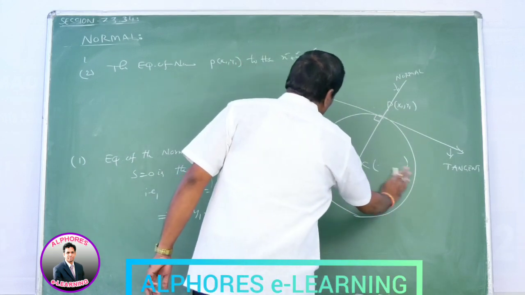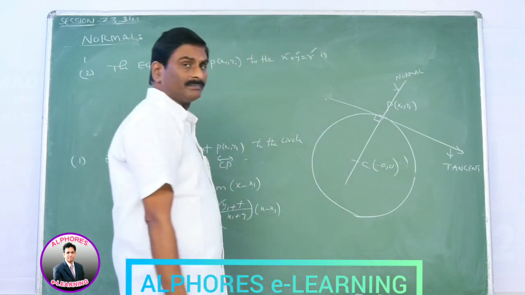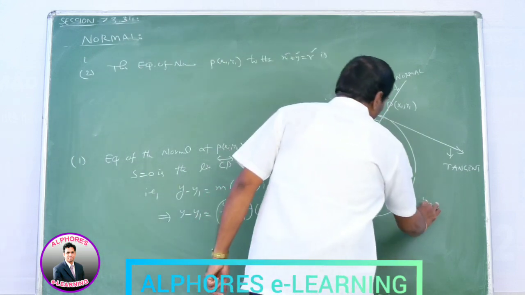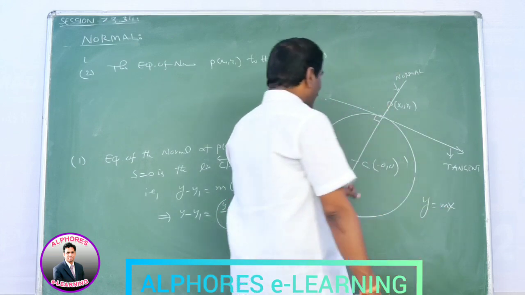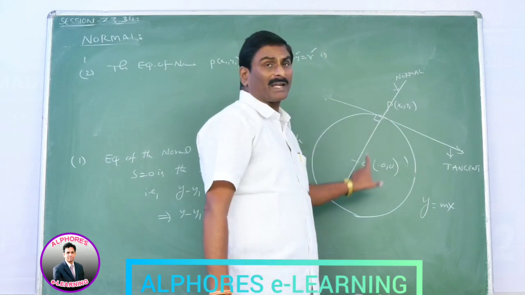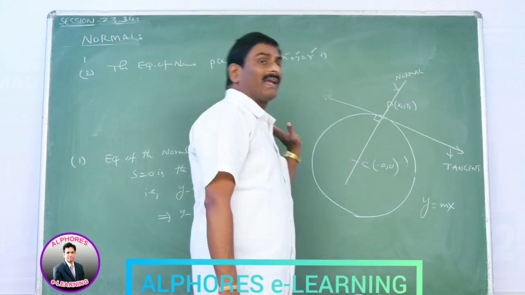Here the center of the circle (-g, -f) becomes (0, 0). That means the line CP passes through the origin. If the line passes through the origin, what is the equation? y is equal to mx. What is the slope m? m is equal to (y2 minus y1) by (x2 minus x1). That is nothing but y1 by x1.